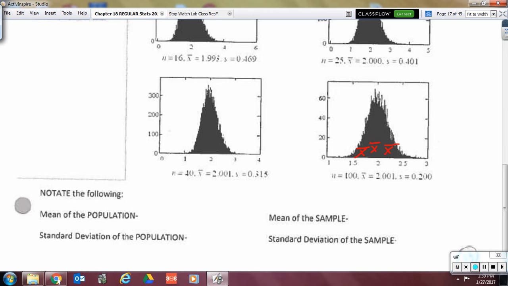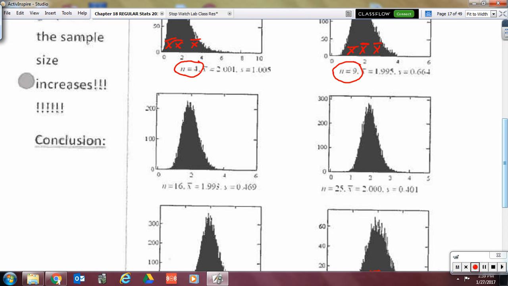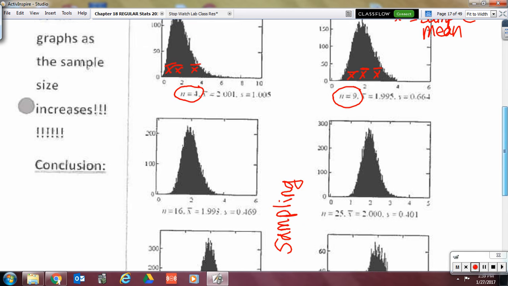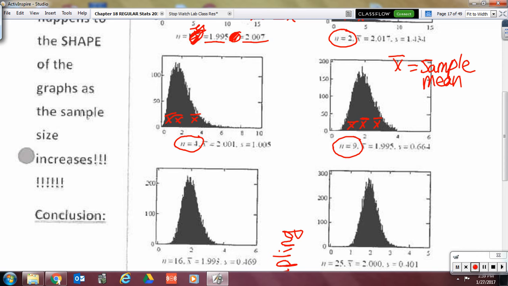So all of these ones down here are called sampling distributions as opposed to the population. Okay, so label all these ones down here sampling distributions. And why would I call these sampling distributions instead of the population?